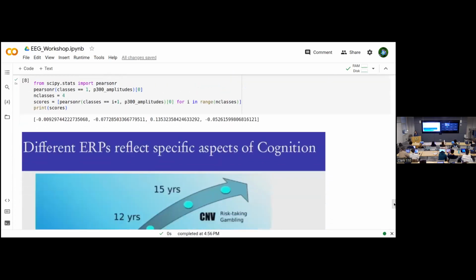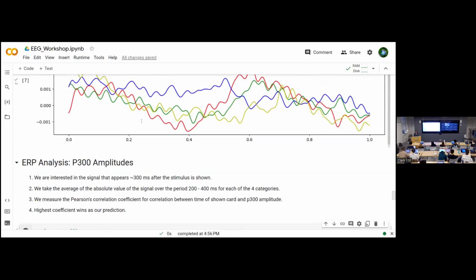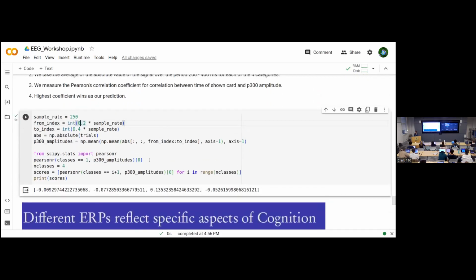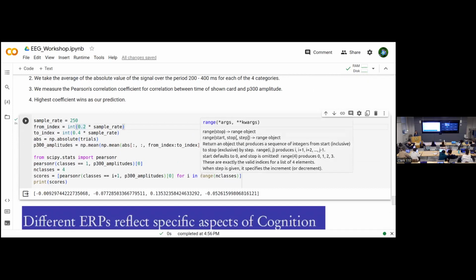So yeah. Are you guys able to run this last stuff that makes a prediction? You get those good values.